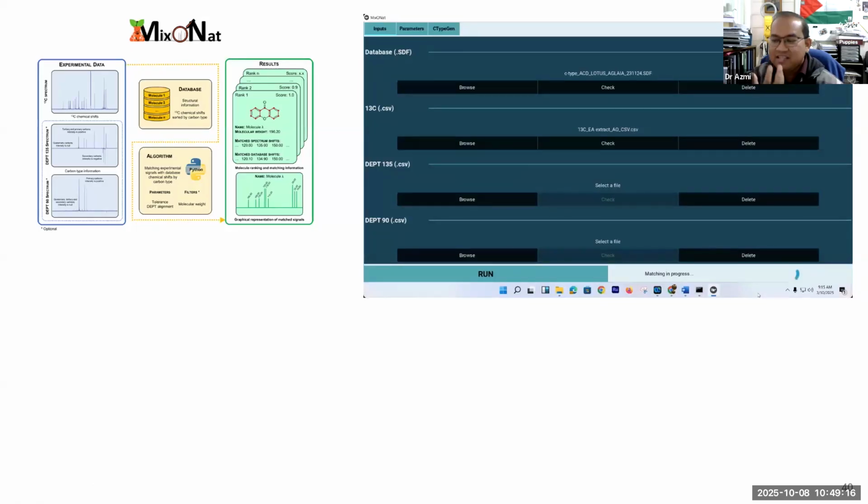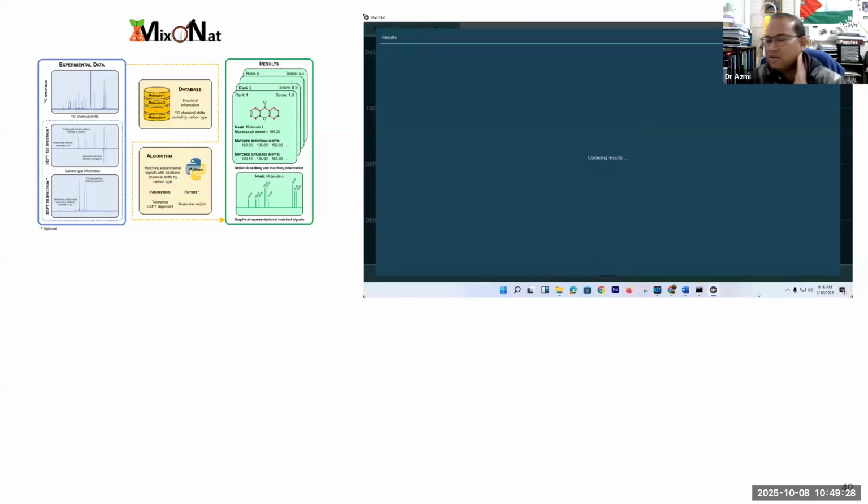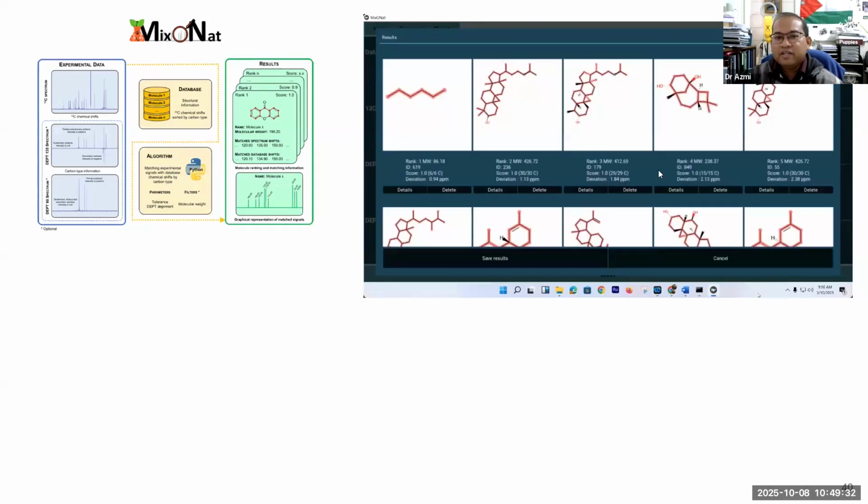If we are lazy enough, and I'm quite lazy, I just put in the pure compound data. So it compares with the database already prepared by our colleagues. Right now we already have 6 or 7 databases. Okay, so it comes up with the result.